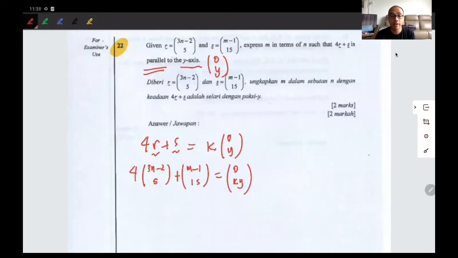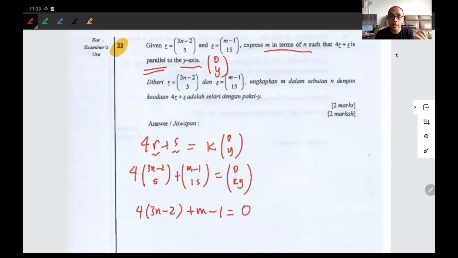Okay, whatever the value of k is, don't worry about this. We want to express m in terms of n. Express m in terms of n means I take only the top part: 4 times 3n minus 2 plus m minus 1 equals 0.